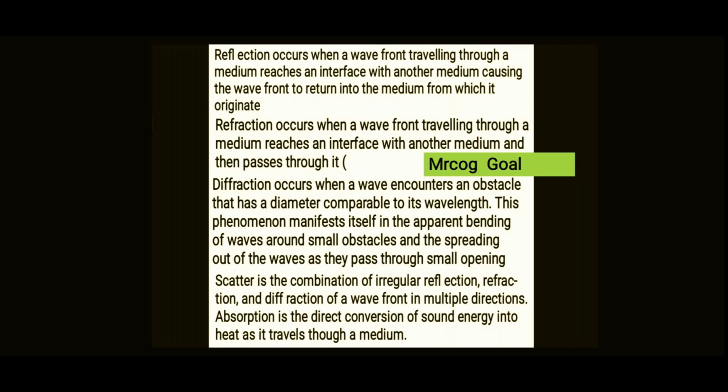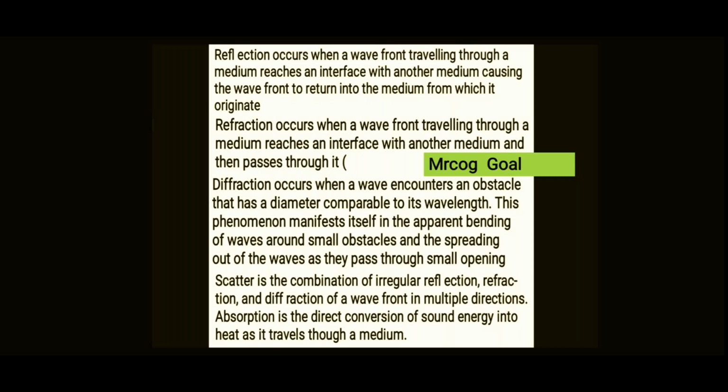Diffraction occurs when the wave encounters an obstacle that has a diameter comparable to the wavelength. This phenomenon manifests in the apparent bending of the waves around small obstacles and then spreading out as the waves pass through a small opening, right? Say, for example, the rays come inside the house through a small opening. So how they diffract when they come inside, like that. Same in that way, that is diffraction.